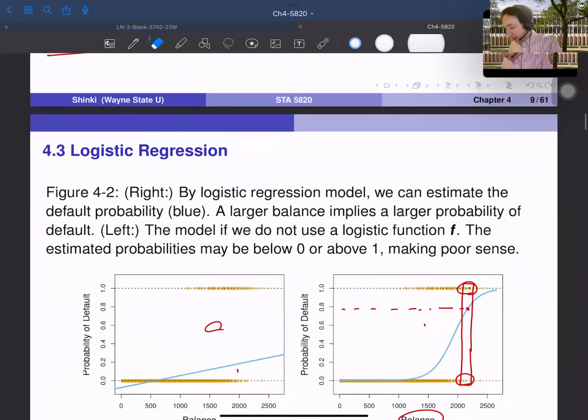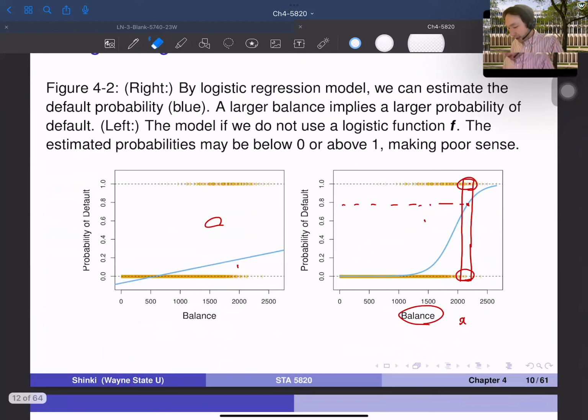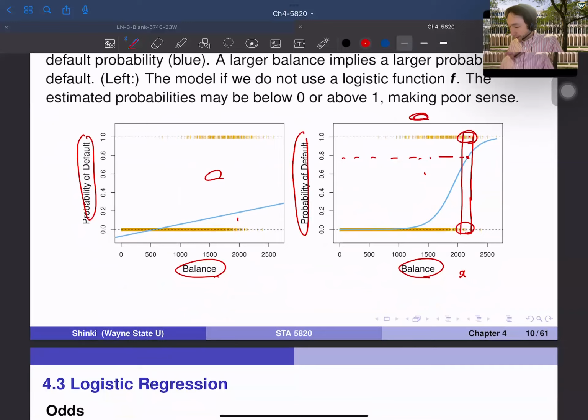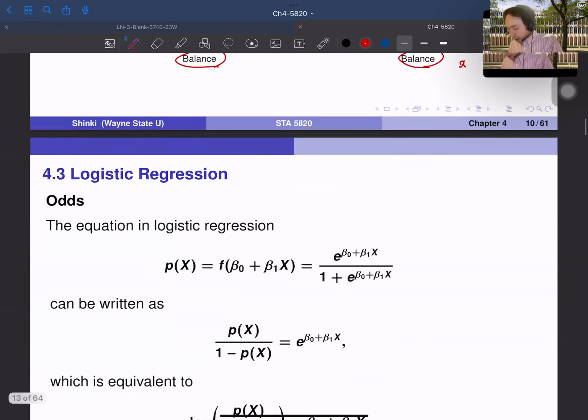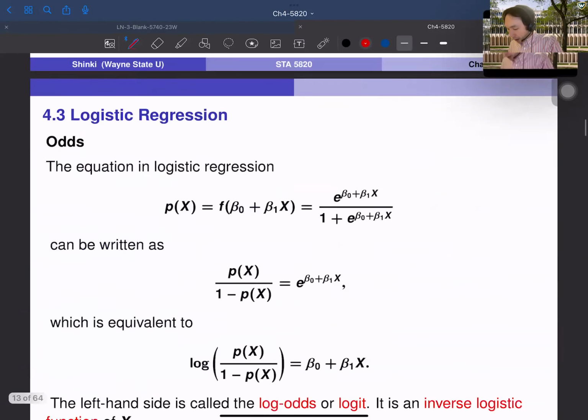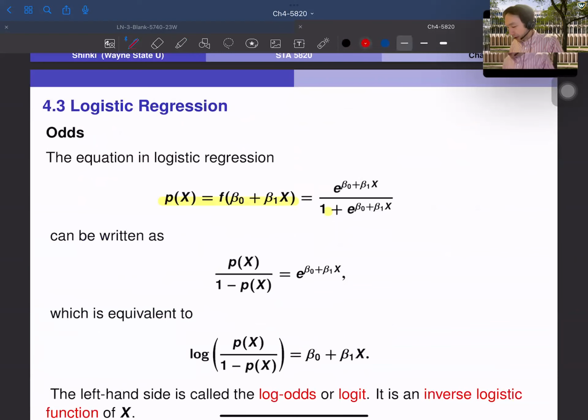So basically, we want to do this kind of thing: balance is the predictor and the probability of default is the response. So we have this formula. The probability of y equal to 1 is F of beta naught plus beta 1 x, and F of a is e to the power a over 1 plus e to the power a. So we can write it in this way.